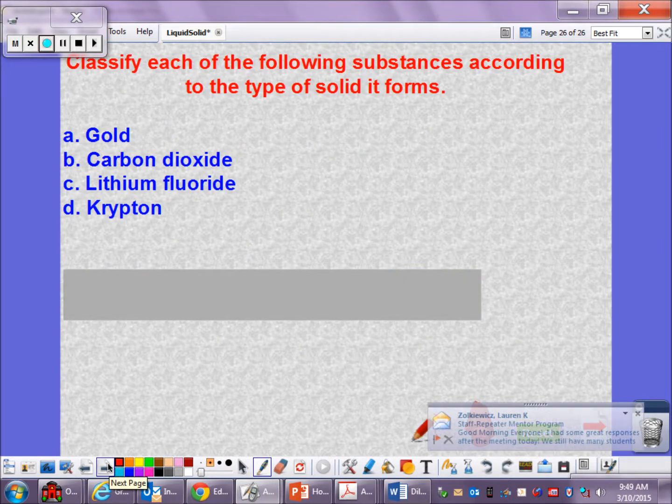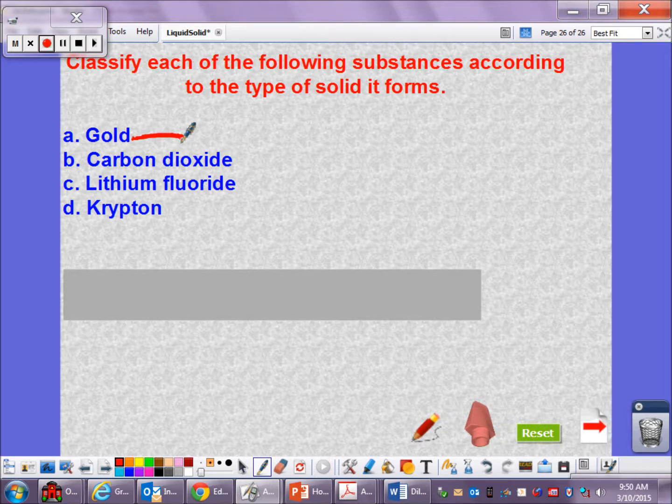Okay, classify each of the following substances according to the type of solid. This is a metal, it has to be the metallic solid. Carbon dioxide, it has to be a molecular or covalent solid. Lithium fluoride, this is an ionic compound, so ionic solid. Krypton, what is this one? Molecular. So we don't have any covalent network. So remember, it has to say covalent network to be the graphite and the silicon dioxide.